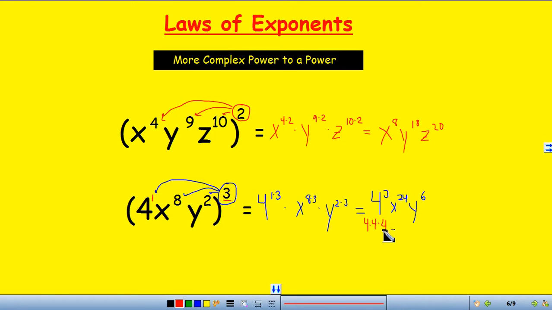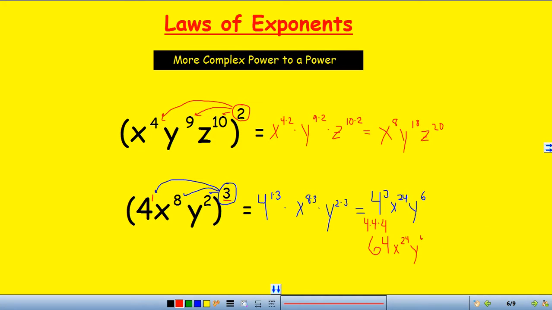4 to the power of 3 is the same as saying 4 times 4 times 4. 4 times 4 is 16, and 16 times 4 is 64. So we have 64 times x to the power of 24 times y to the power of 6.